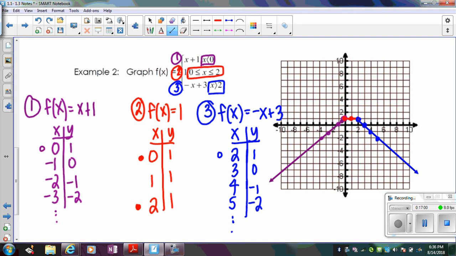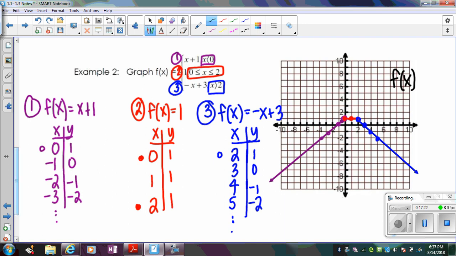Because remember, it's when x is greater than 2. So all the numbers to the right are going to be included as well. So this is called our function f of x. I'm going to just label that in the corner. And the only other thing I want to do is just talk about real quick. These are both functions. They have to be in order to say it's a piecewise function.